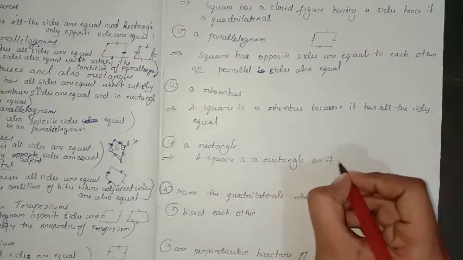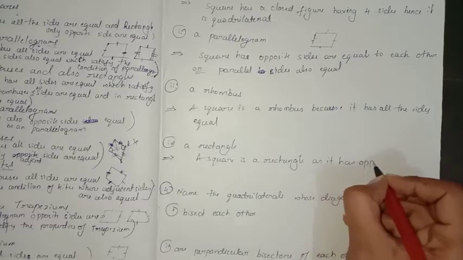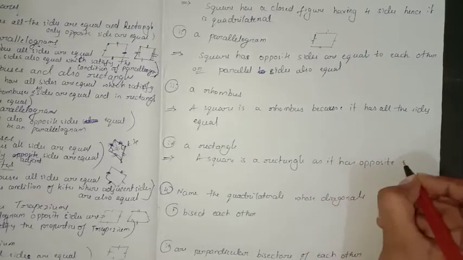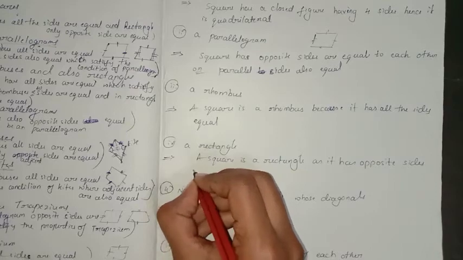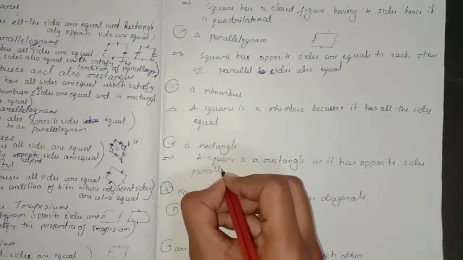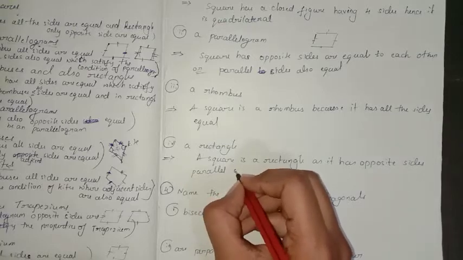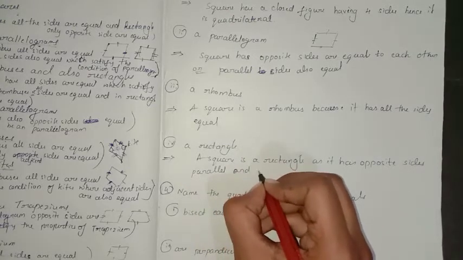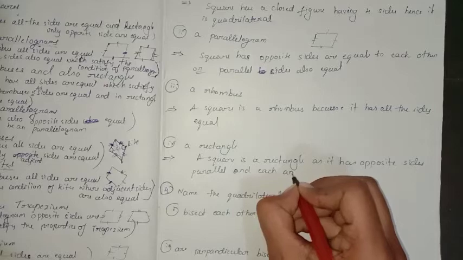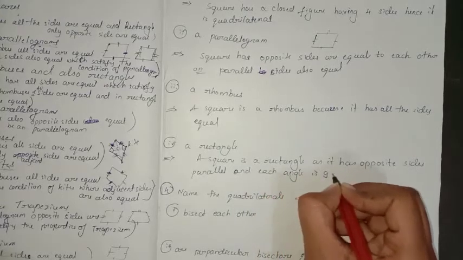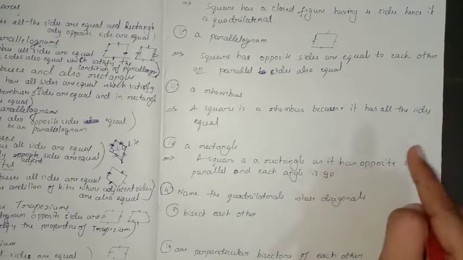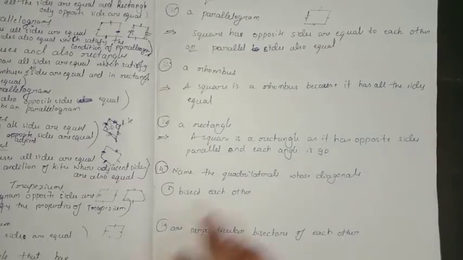as it has opposite sides parallel or equal to each other, and you can even mention each angle is 90 degrees. So this is the condition for a rectangle also, and the condition for a square also. So this is about the third question.